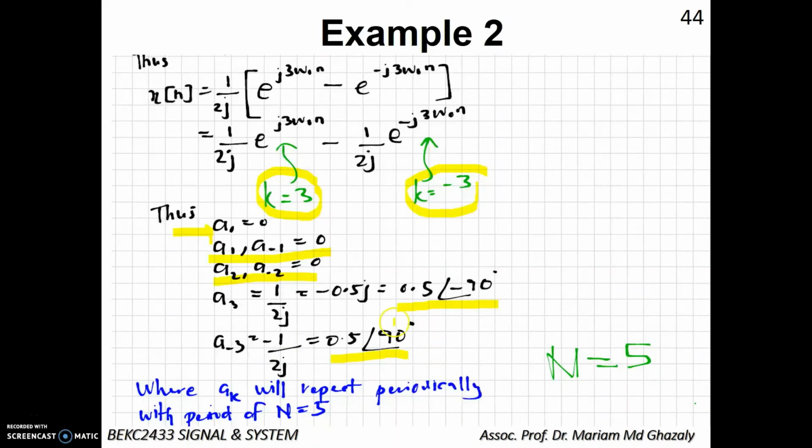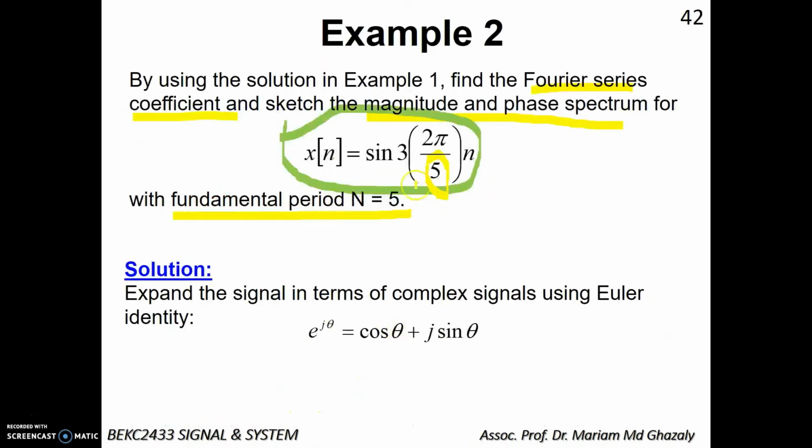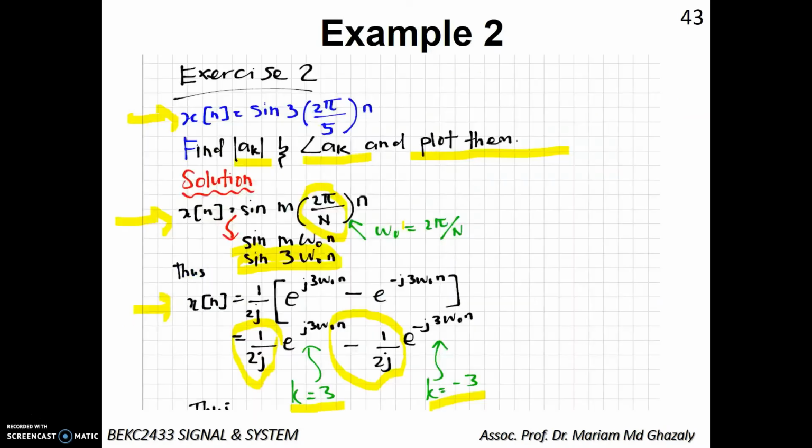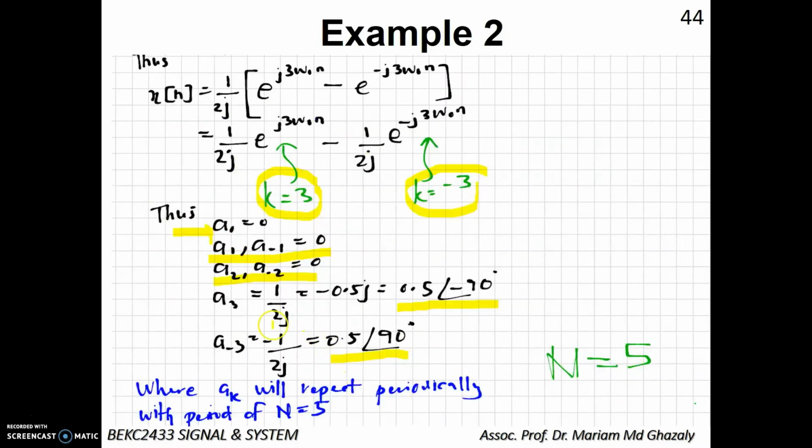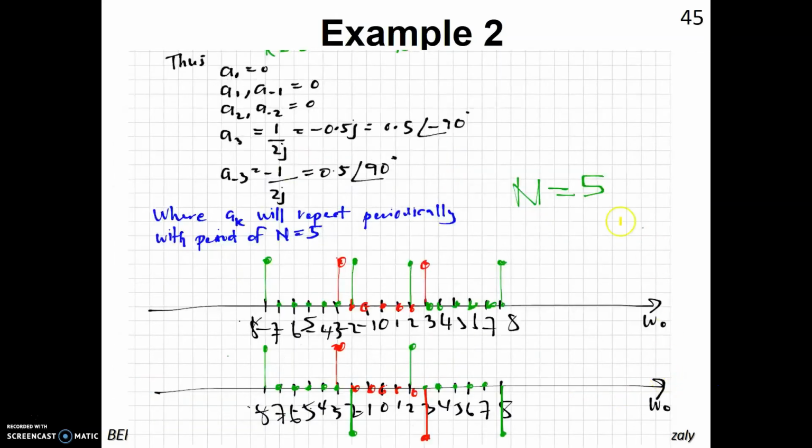So here, in the beginning of the question, you are given that it has a fundamental period N equal to 5, which means that it's going to repeat every N equal to 5. So a_k will be repeating periodically with a period of N equal to 5. So plot the value for a_k first from this Fourier coefficient that you already calculated.